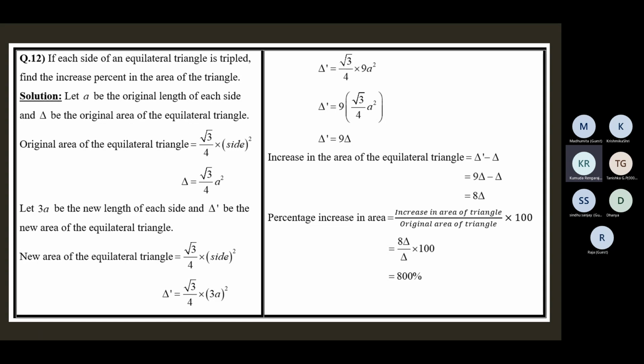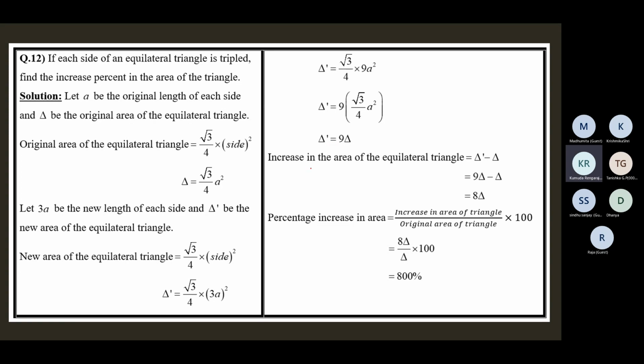But what is root 3 by 4 A square? Root 3 by 4 A square is delta. So delta dash is equal to 9 times delta. The new area is 9 times the original area, because the original area is delta and the new area is delta dash. Delta dash is equal to 9 times delta.